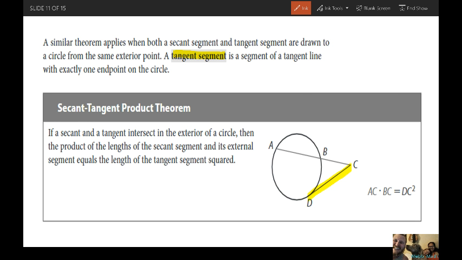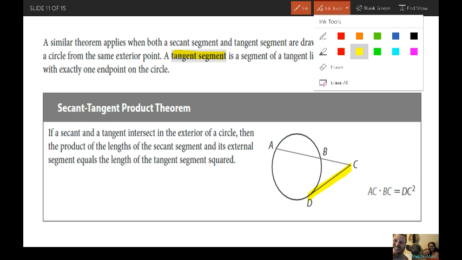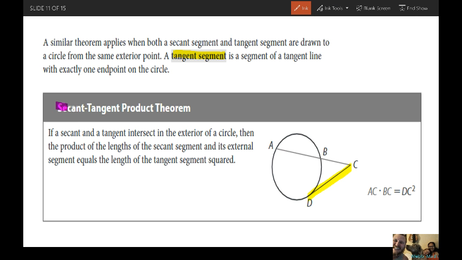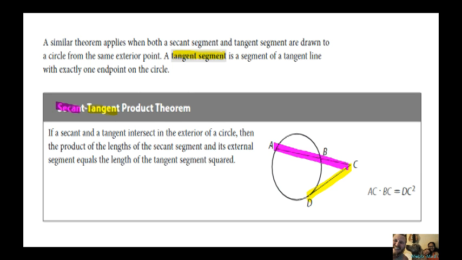All right, so the secant tangent product theorem is when you have a secant line like AC and a tangent line like CD. If you have those two, you're going to be using secant tangent. So you have to identify, what do you have? Do you have two tangents? Two secants? A secant and a tangent? Chords? You have to identify which situation is which.